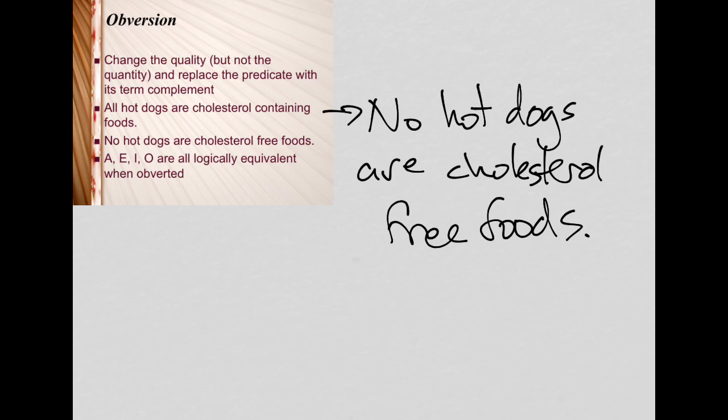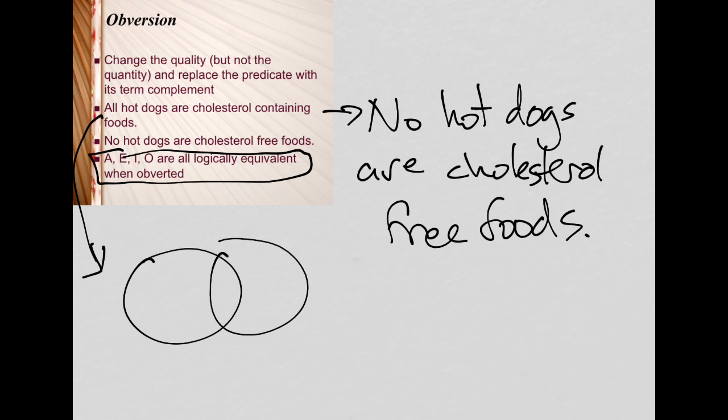And in fact, as we see here in this last bullet point, every single standard form categorical proposition will end up logically equivalent when it is obverted. But we don't need to take my word for it here. We can, and you will on the exam, do Venn diagrams to establish this as well. And so we have here for the original statement, hot dogs and cholesterol-containing foods as our subject and predicate terms. And it says all hot dogs are cholesterol-containing foods, and so we shade that in, right, to force any hot dogs there might be into the middle area, making them cholesterol-containing foods.